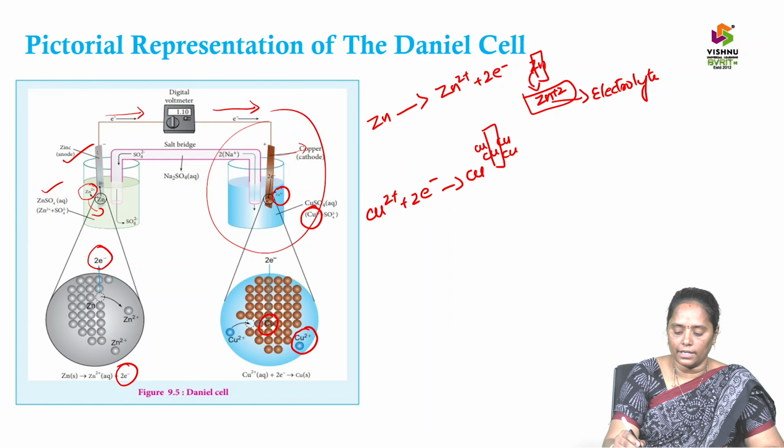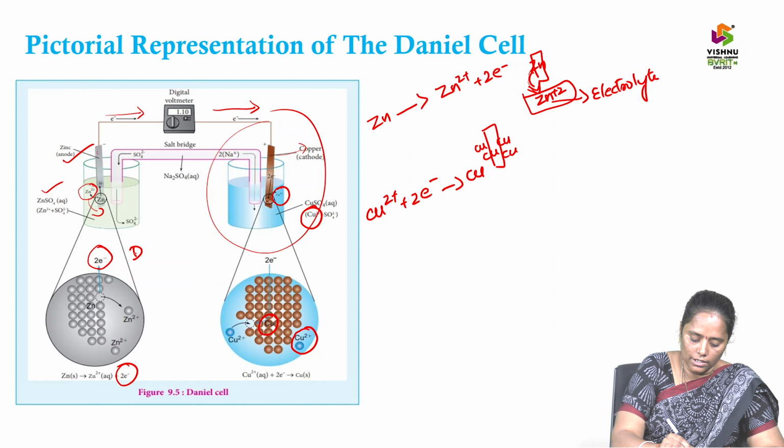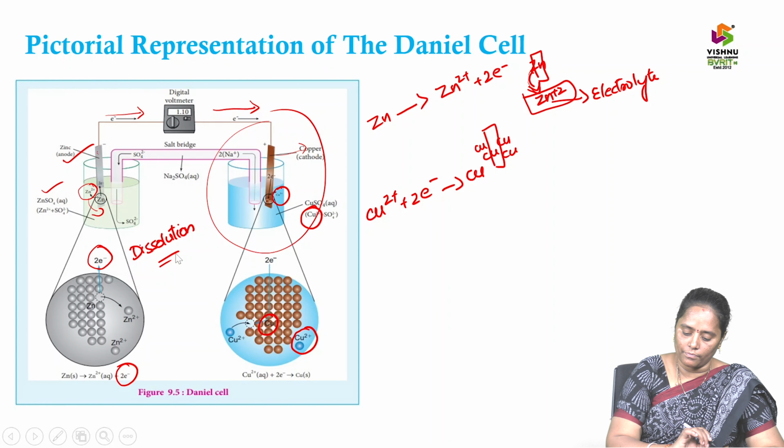So, what is happening at anode? Zinc is dissolving in the form of zinc ions into the electrolyte. We call this dissolution, because Zn is converted to Zn2+. Once Zn2+ is formed, it cannot stay on the electrode. Instead, it moves to the electrolyte. So, Zn is converted to zinc ions, that is, dissolution happened.